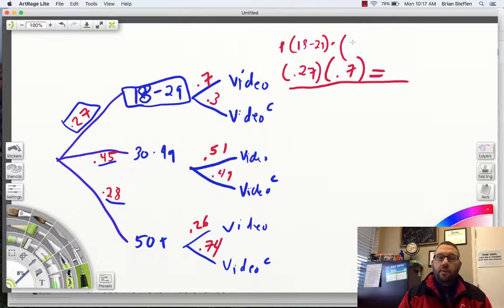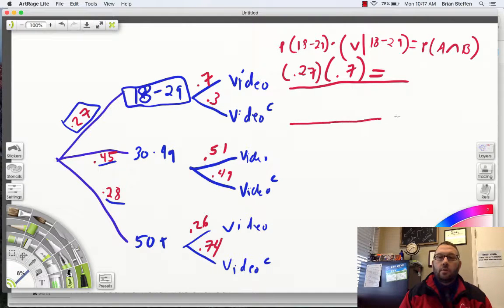The probability of video given they're 18 to 29, excuse me. All right, so what this is actually giving us is the probability of A and B, where A is their age group and B is whether or not they're a video stream user.